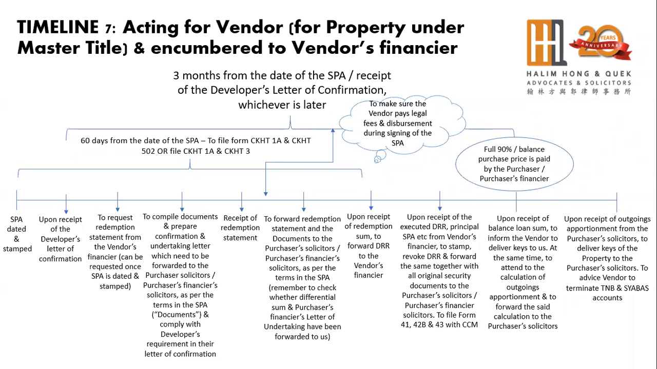So once you receive the redemption statement, you have to send it to the purchaser's loan lawyer. And then you have to forward the DRR, deed of receipt and reassignment, to the vendor's bank. After you receive it, you have to stamp and revoke the DRR at the High Court and then forward it to the purchaser's loan lawyer. So after that, once 90% is paid, do the apportionment and advise the client accordingly.